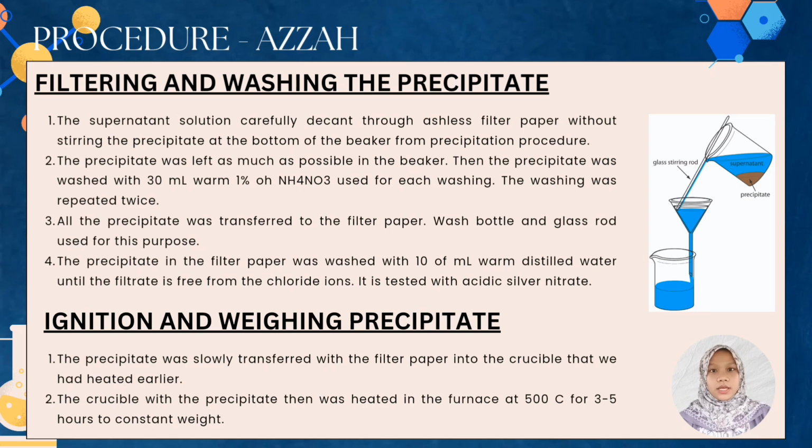Last procedure is ignition and weighing of the precipitate. First step, the precipitate was slowly transferred with the filter paper into the crucible that we had heated earlier. Second, the crucible with the precipitate was then heated in the furnace at 500 degrees for 3 to 5 hours to constant weight.